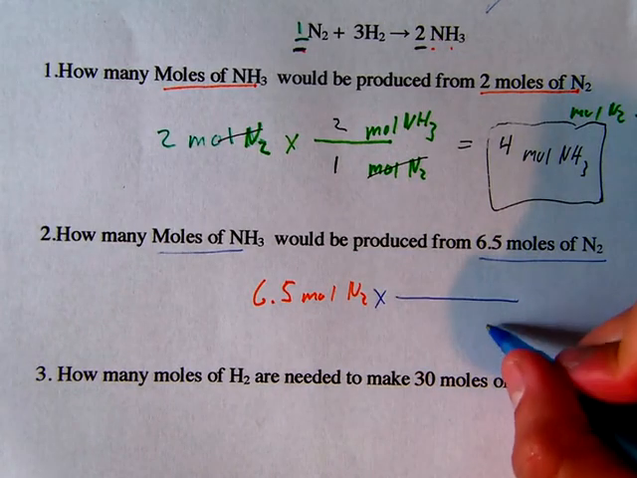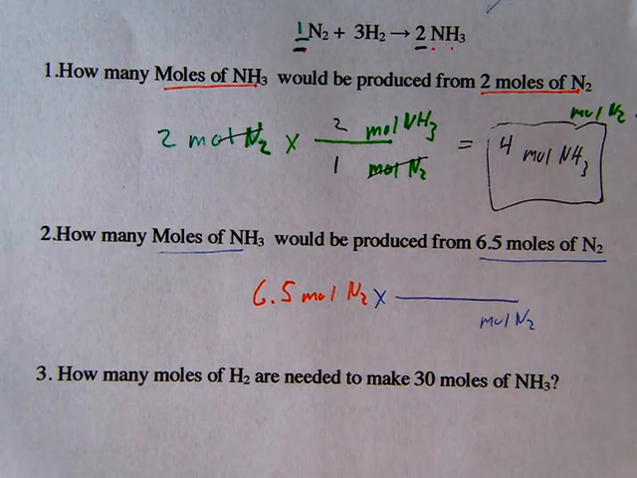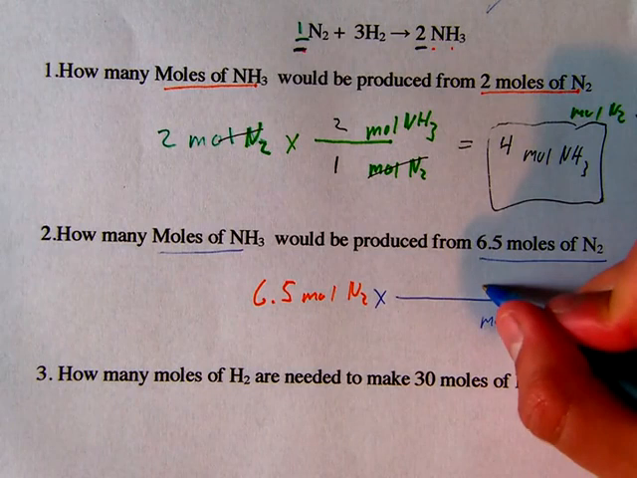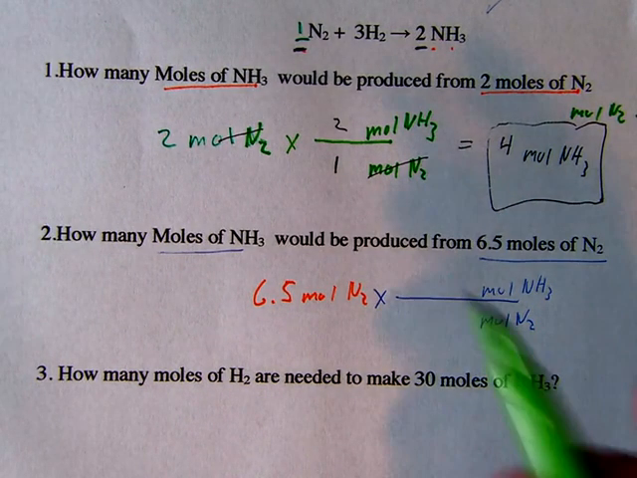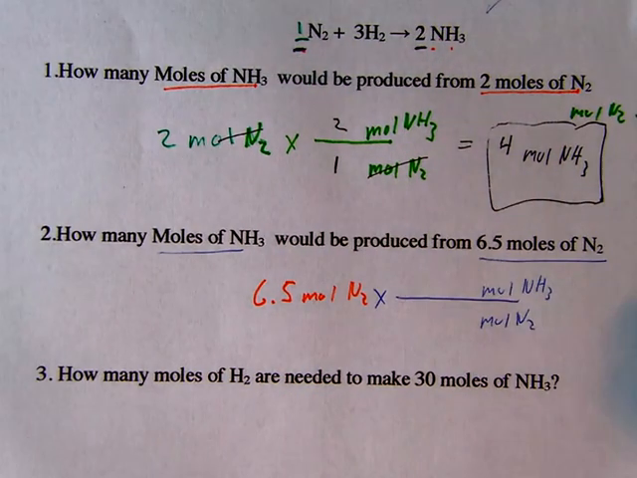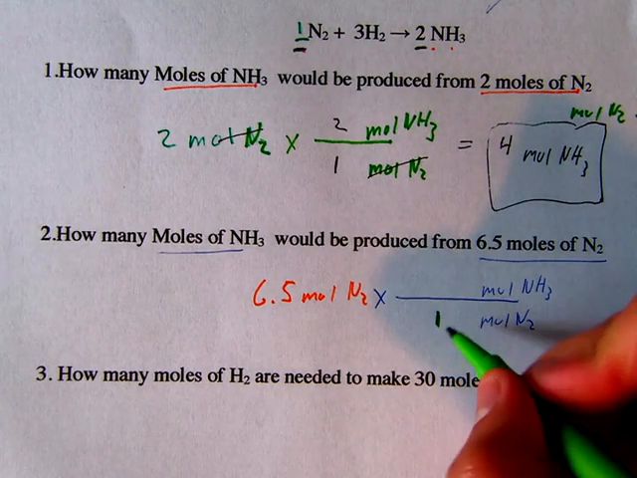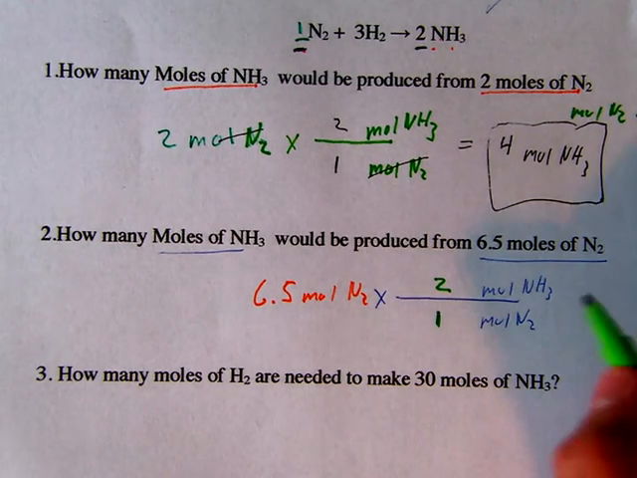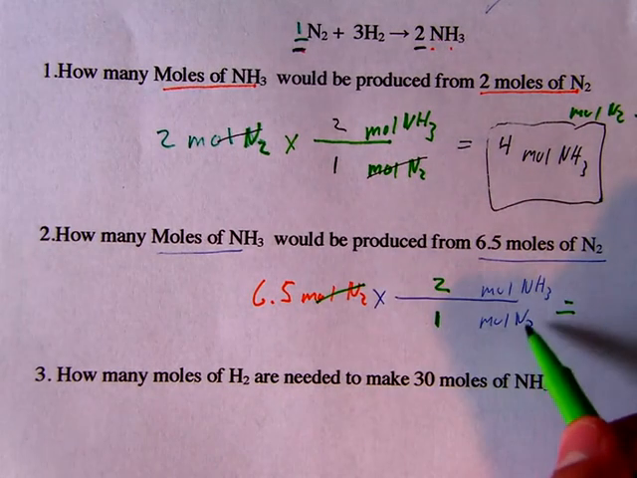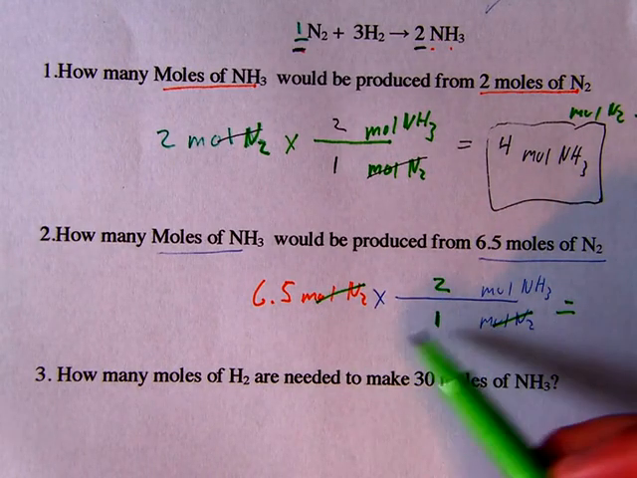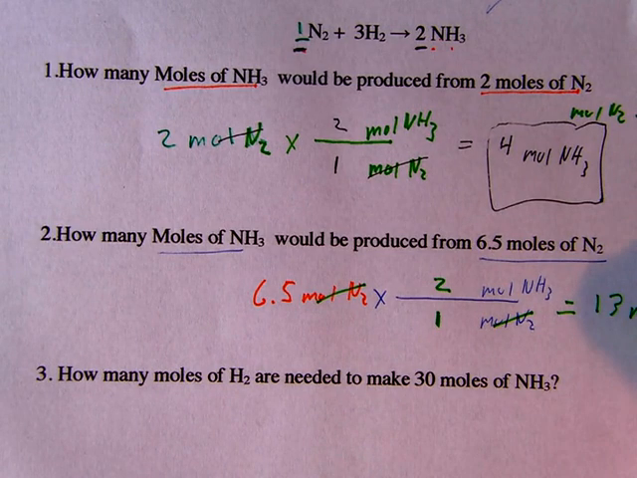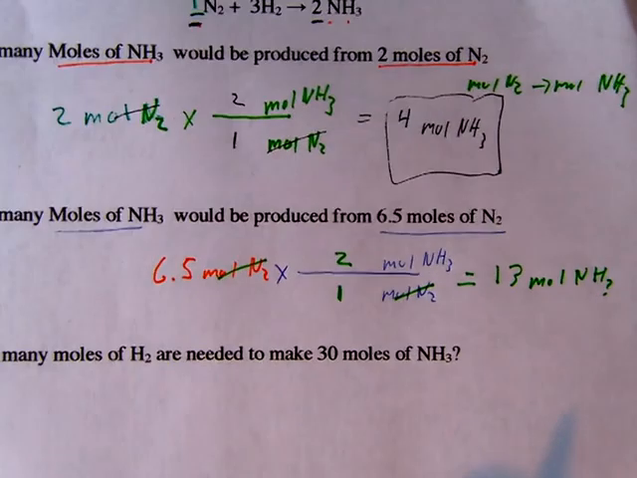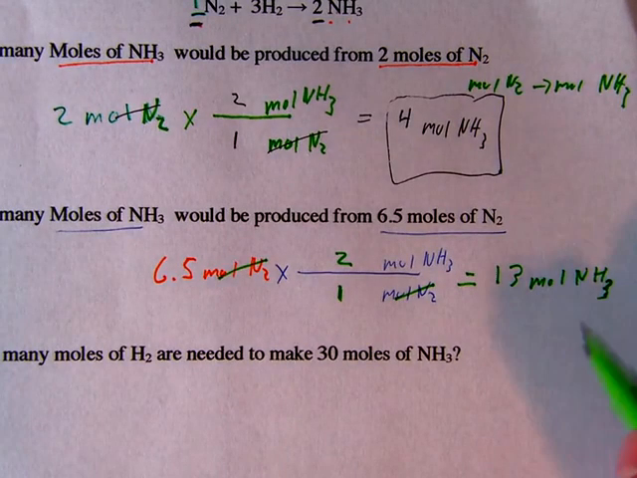We know this goes in the bottom. That's what we want to get rid of. Moles of N2 in the bottom. I want moles of NH3, that goes on top. Moles of NH3. I use the same numbers. For every 1 mole of this, I get 2 moles of this. So for every 1 mole, I get 2 moles. I multiply that. Remember, these units cancel out because they're the same. That's going to give me 2 times 6.5 will give me 13. I'm left over with this, moles of NH3. Okay, so that's going to be my answer.